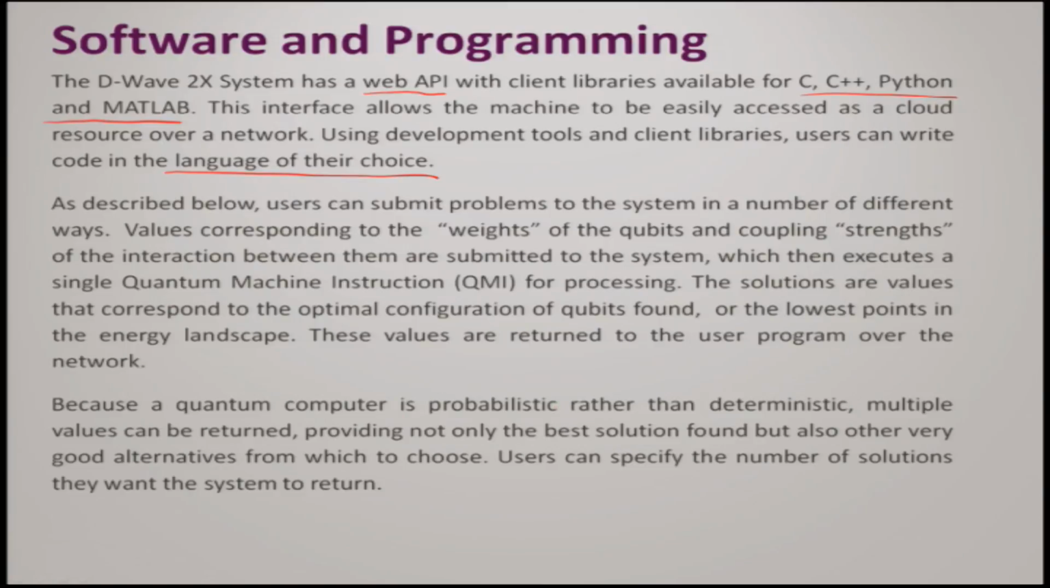Because a quantum computer is probabilistic rather than deterministic, multiple values can be returned, providing not only the best solution found, but also other very good alternatives from which to choose. Users can specify the number of solutions they want the system to return. So, these are some of the advantages or additional options that the quantum processor can provide.